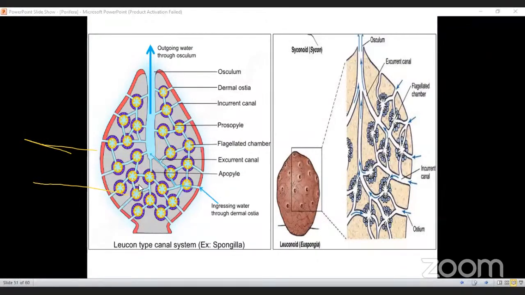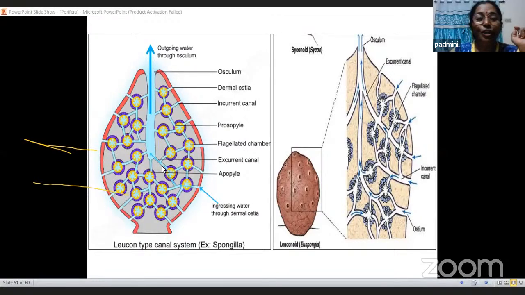So coming to the last type of canal system, this is the leuconoid type of canal system. The leuconoid type is a little bit complicated, but definitely not very hard, because they are after all very small organisms. It doesn't have to take much time. Okay, coming to this leuconoid type of canal system.